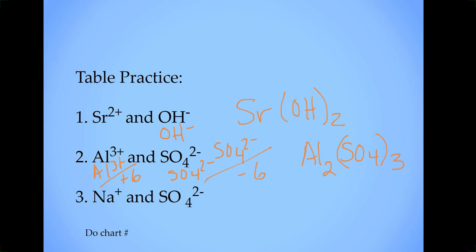Let's do the number 3. So we have sodium ion, which is a +1, and sulfate ion, which is a -2. So my largest number there is a -2, so I need to make sure I have a +2 over here. So I'm going to have 2 sodiums. So Na2SO4. So no parentheses if you just have one of them.